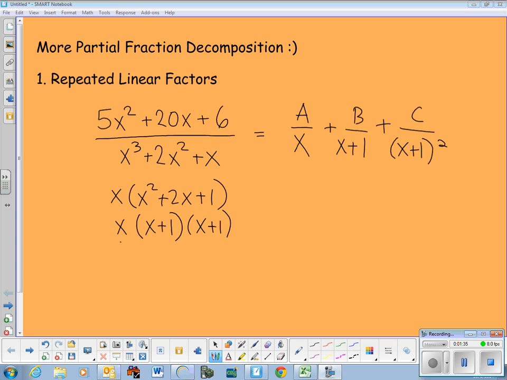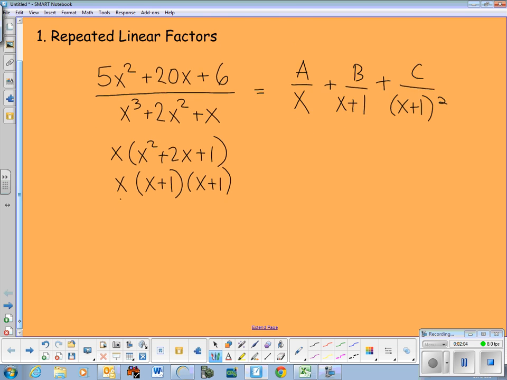So if you have a repeated linear factor, put one letter, A, B, C, D, whatever you're on, over that factor, and then put another letter over that factor squared. The reason being, we do not know if the fractions that added together to produce our initial expression could have had an x plus 1, one of them, or it could have had an (x plus 1) squared. You might have had one or both of those things, and it might turn out that B or C is 0, and that's fine, but we at least have to figure that out.